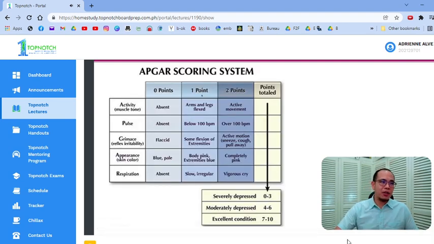This is devised and developed by Dr. Virginia Apgar. She is an anesthesiologist. Before kasi guys, nagkakaproblema sila on how to assess the baby, lalo na pag nabibigyan ng anesthesia. So Dr. Apgar devised a way to easily screen or score these babies depending on the 5 parameters, which is activity, pulse rate, reflex irritability or grimace, appearance, and respiration.